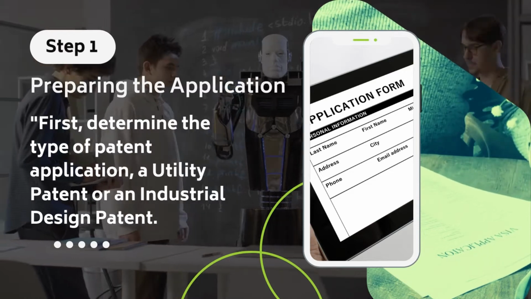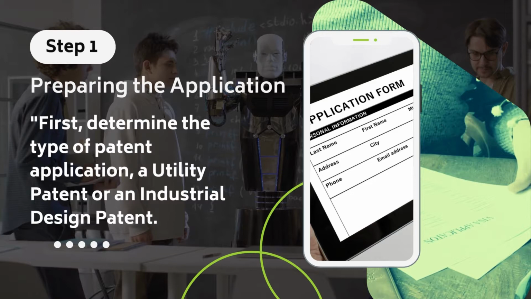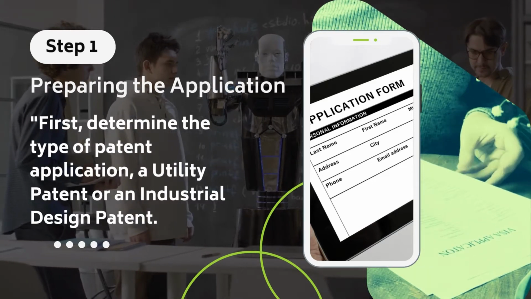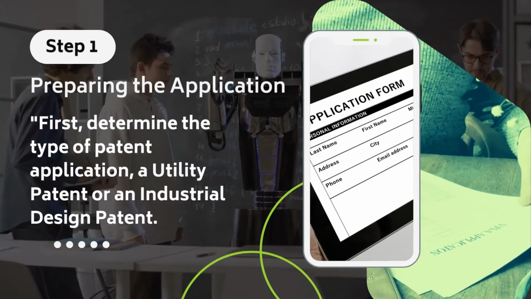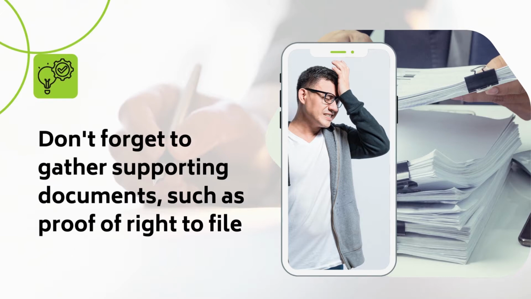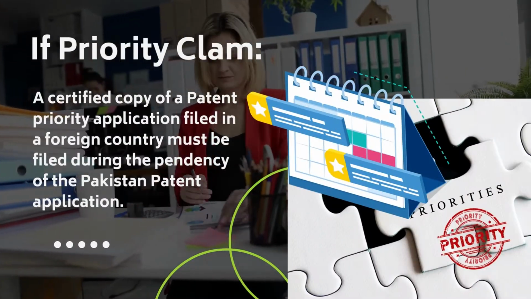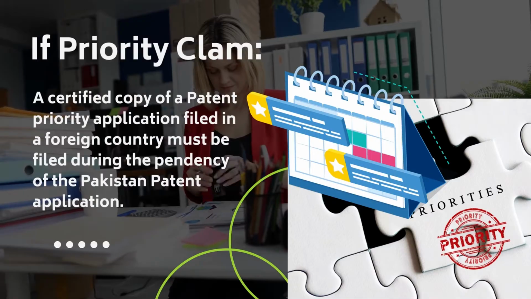Step 1. Preparing the application. First, determine the type of patent application: a utility patent or an industrial design patent. Then, prepare a comprehensive description of your invention, including any relevant drawings or diagrams. Don't forget to gather supporting documents, such as proof of right to file or priority documents if you're claiming priority from a foreign application.